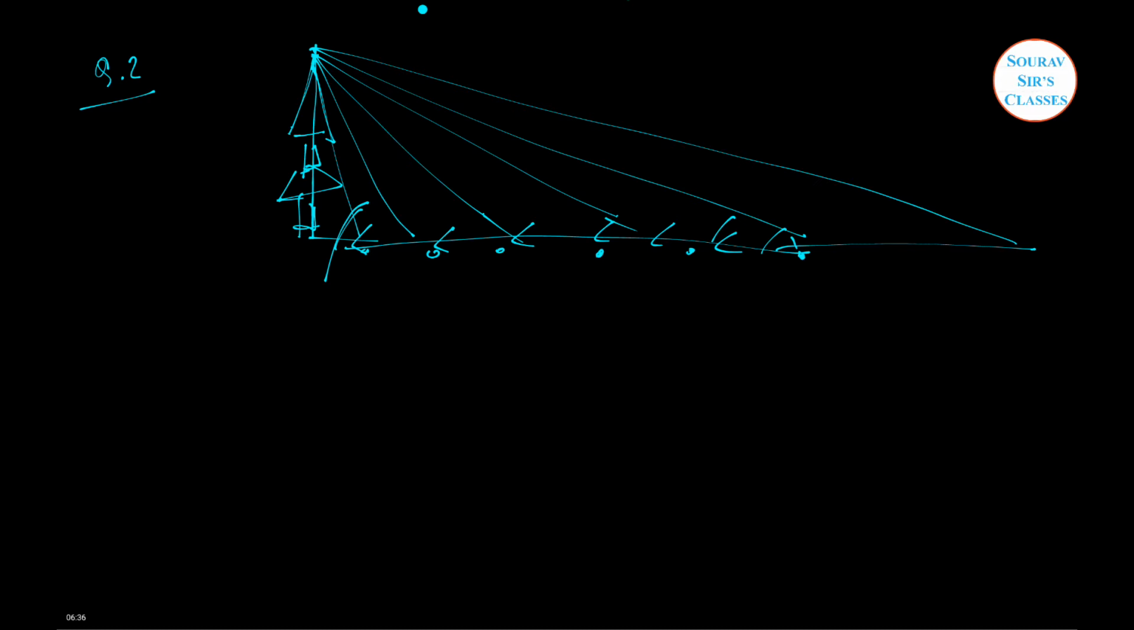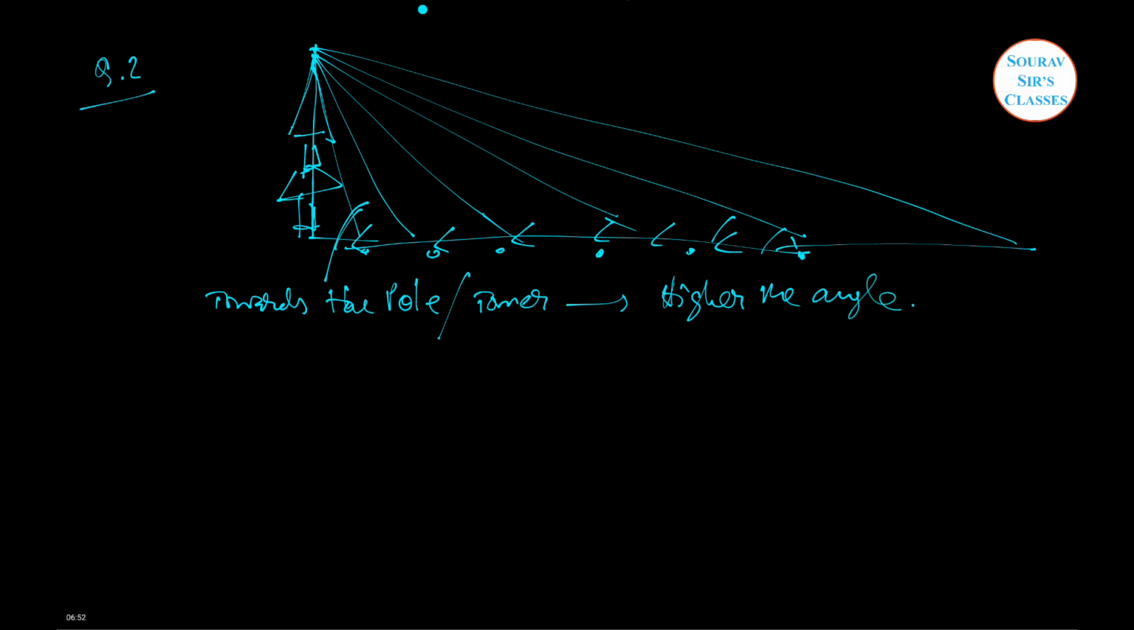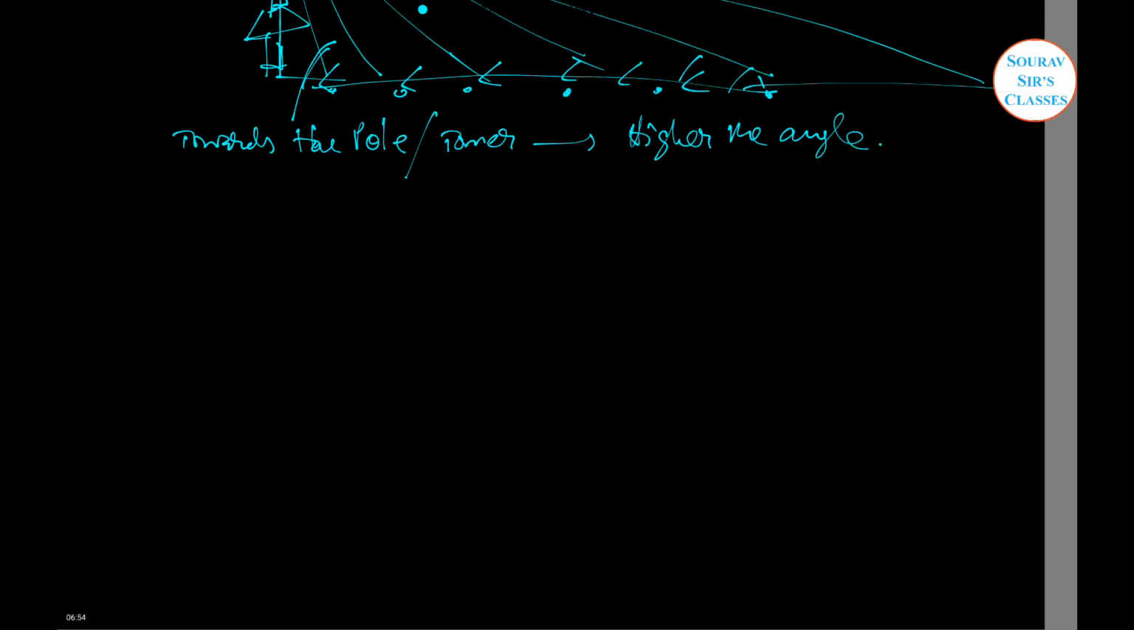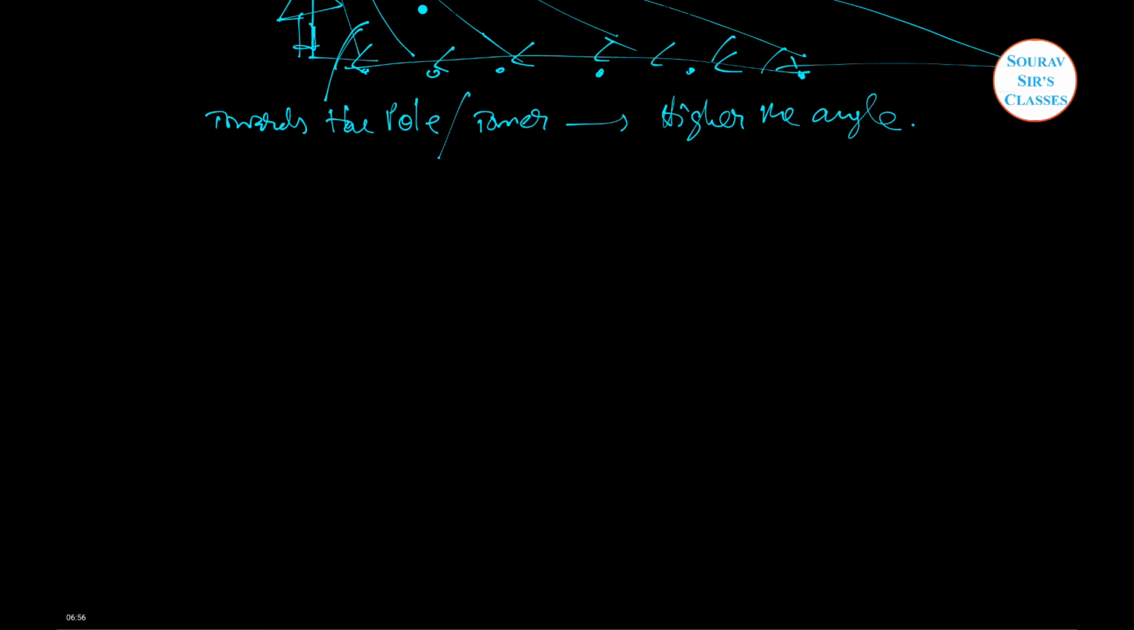So remember that towards the pole or tower, the angle is higher than before. This one is a very important trick. Okay. Now they have given the length of the shadows of a vertical pole of height h. So this is h.